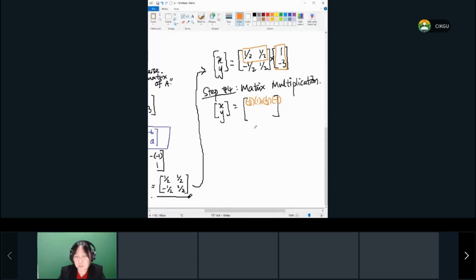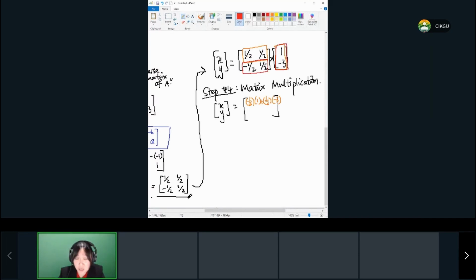You add these two values together, just like that. Then the second value here, same thing, but choose the second row. Here you have only one column, so you choose the same column.